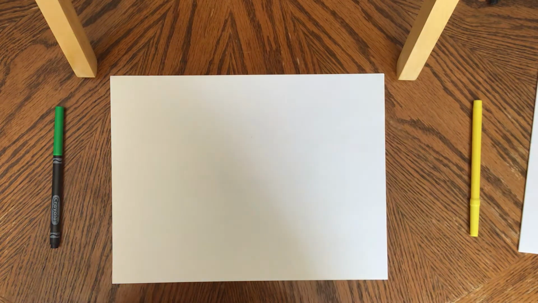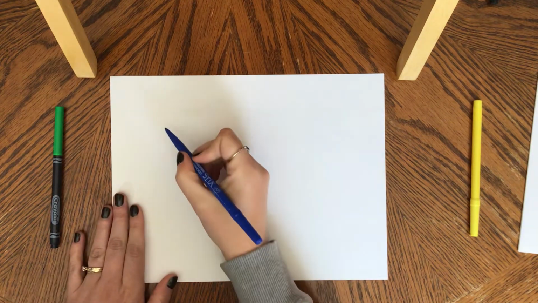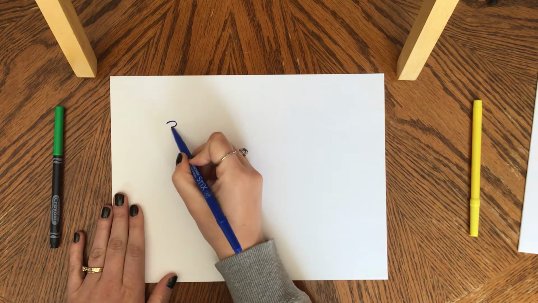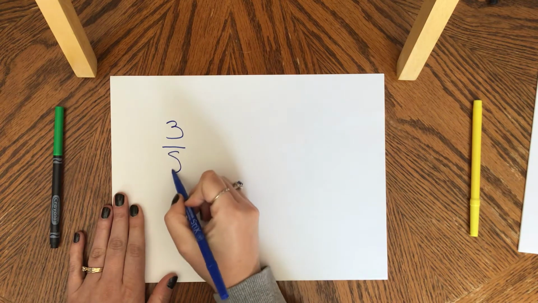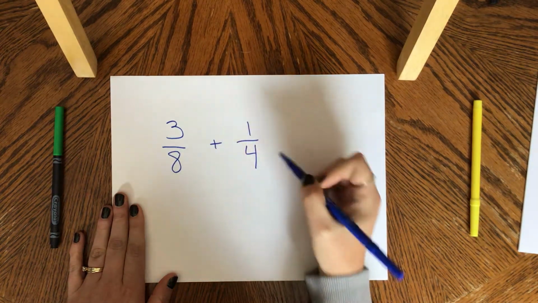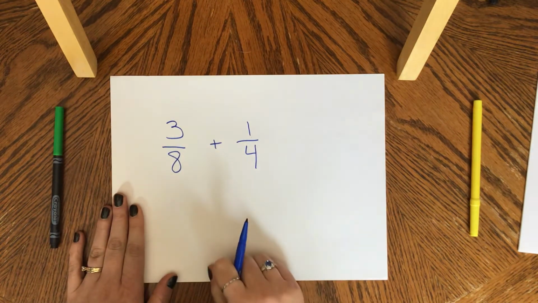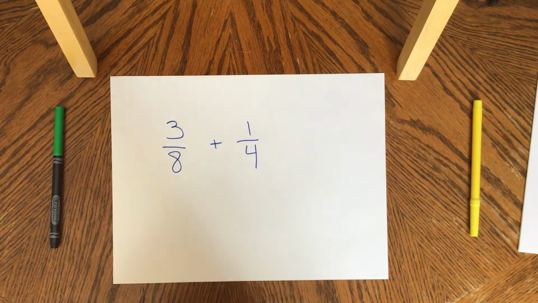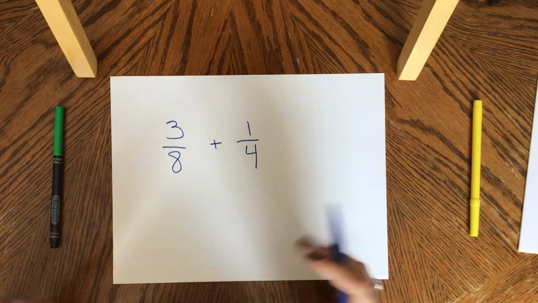So I'm going to do a video on adding fractions with unlike denominators. So let's say that I have 3/8 plus 1/4. My denominators are not the same, so I cannot add right now. I need to make my denominators the same.